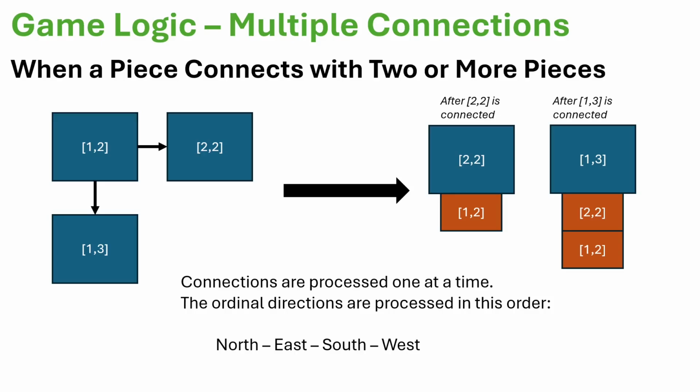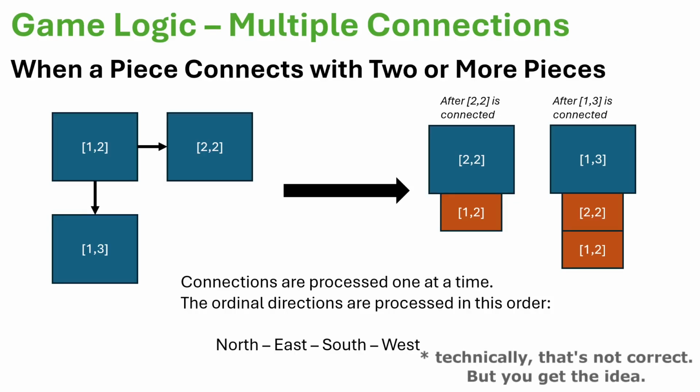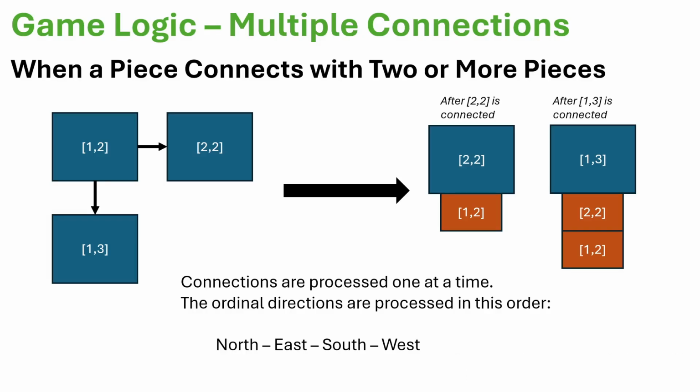And the order I take is the same order that you have with CSS. If you're familiar with CSS, if you were to do a padding command, say padding 1px, 2px, 3px, 4px, for example, the first number is the north side, the second number is the east side, the third number is the south side, and the fourth number is the west side. And I'm doing the same thing here. I first take a look at the north connection, then the east connection, the south connection, and the west connection.